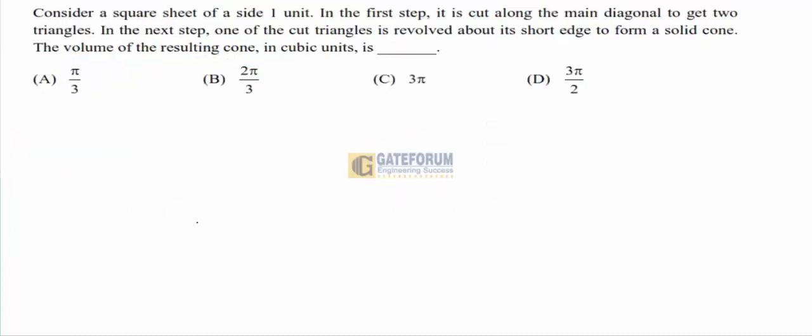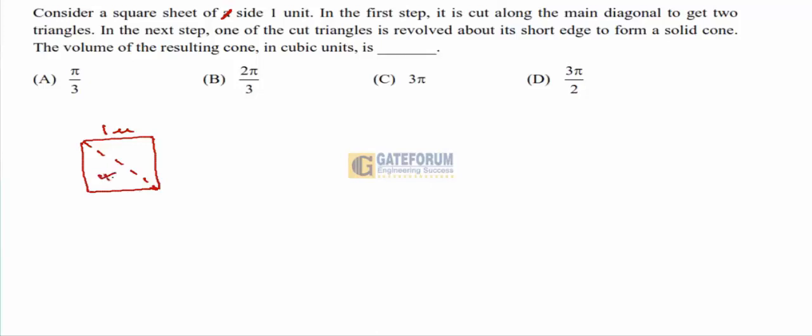Consider a square sheet of side 1 unit. In the first step, it is cut along the main diagonal to get two triangles. In the next step, one of the cut triangles is revolved about its short edge to form a solid cone.